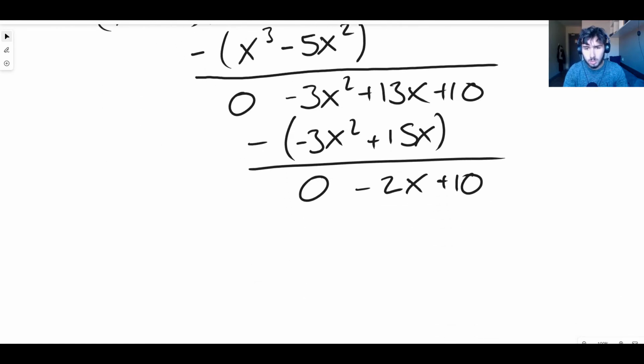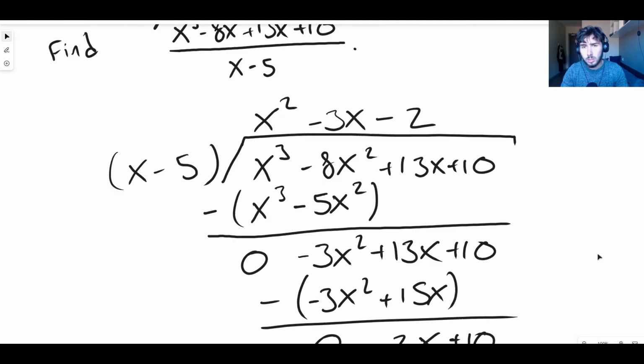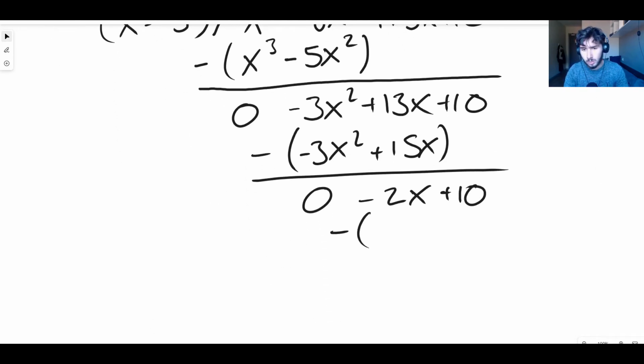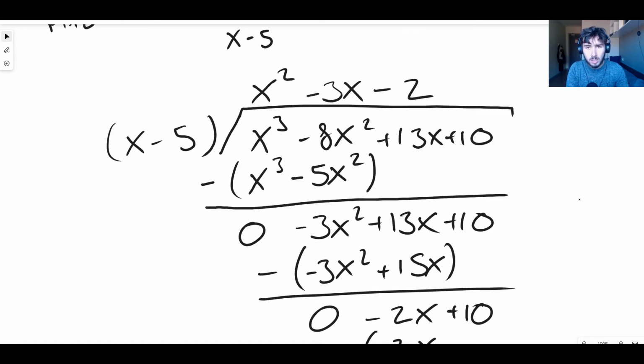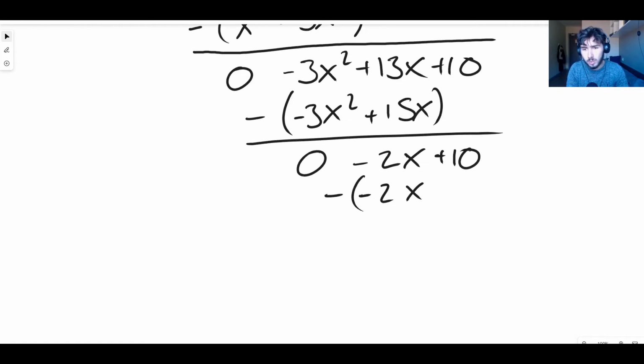So minus 2 times, so we do a minus sign anyway, that's always there. And then we do minus 2 times x, that's minus 2x. Once again, these are the same term, so we're doing it right. They always have to be the same term. And then minus 2 times minus 5 is positive 10, like that.